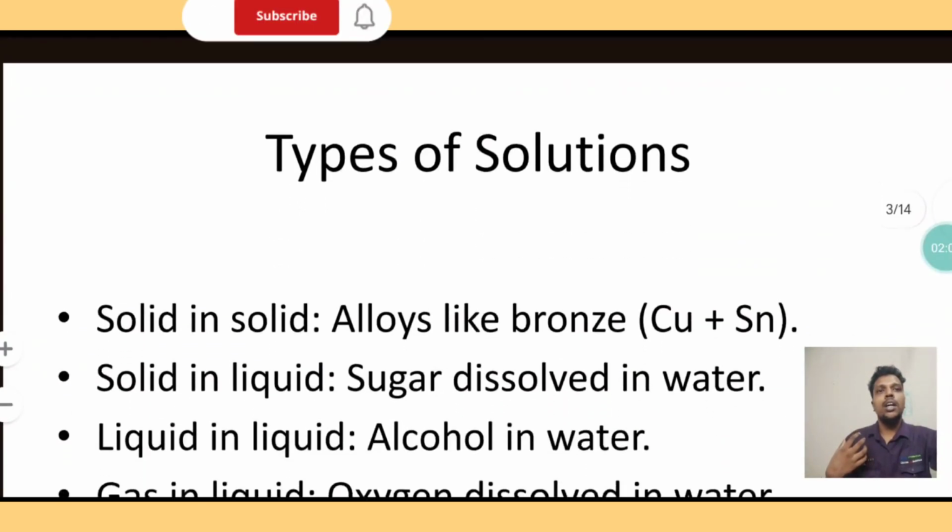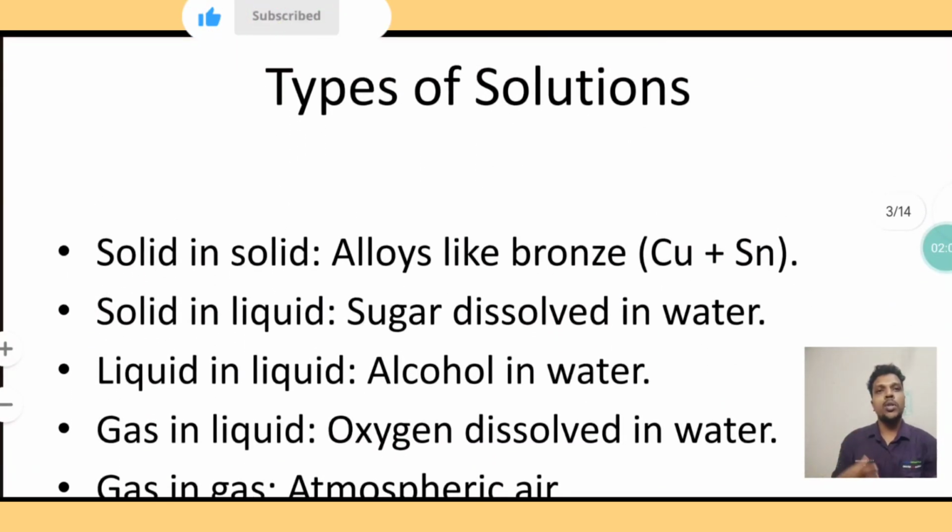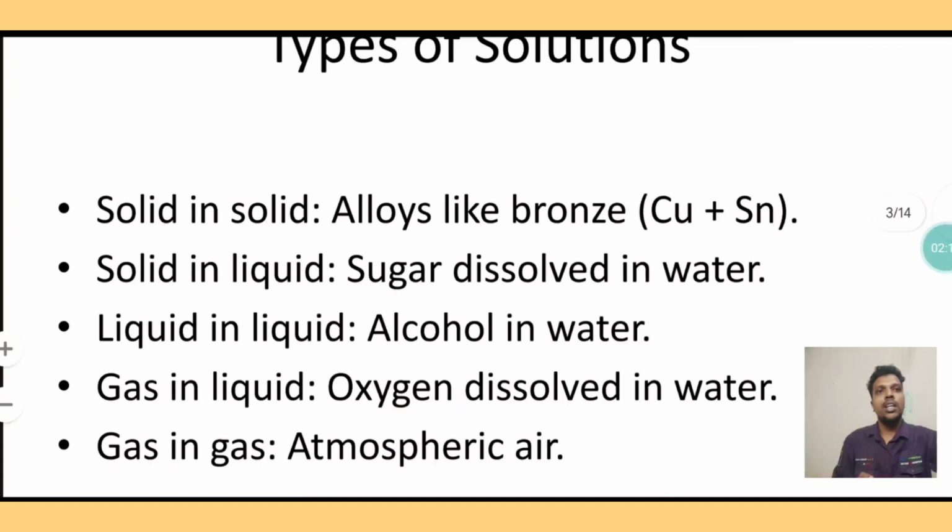We are first looking into the types of solutions. Solid in solid type of solution means, for example, alloys like bronze, made of copper and tin. Sn means tin. Copper and tin are mixed to form an alloy called bronze, something that we use in our daily life.